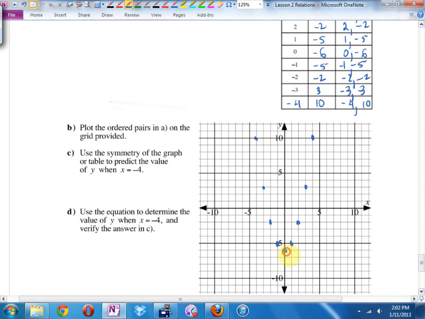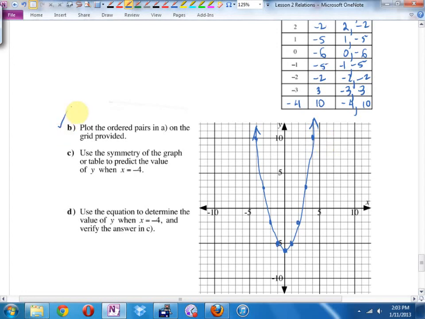Here is my lovely, pretty parabola. B says plot the points. Greg, we did that already, yes?